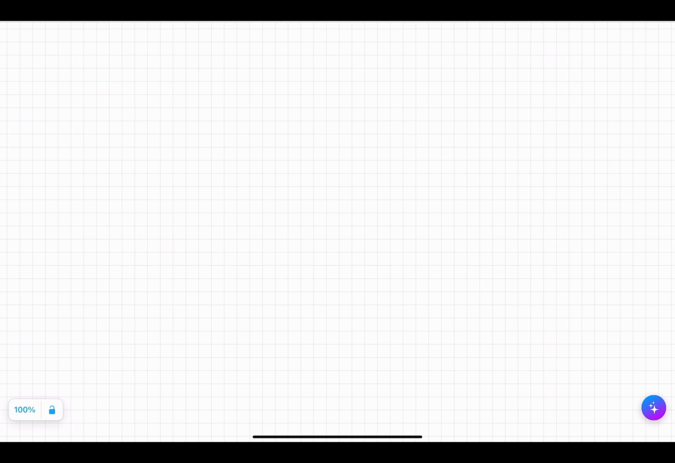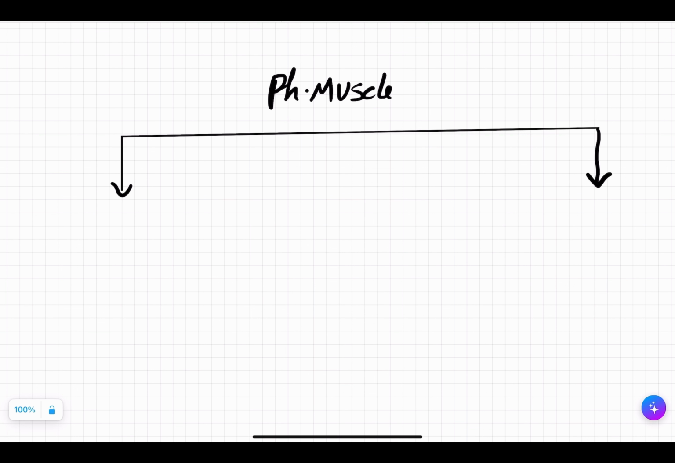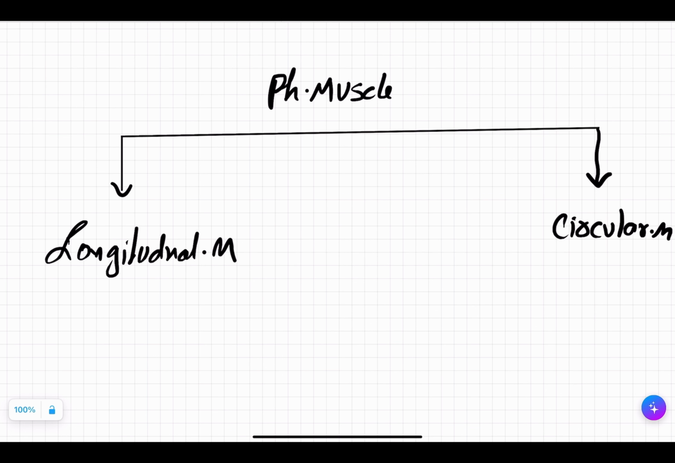So pharyngeal muscle. Now in the pharynx we have two kinds of muscle. We have our longitudinal muscle and we have our circular muscle. You know, in the entire alimentary canal you have seen this fashion that you have outer longitudinal, inner circular muscles, for example in the intestine. But here the circular muscle will be on the outside while the longitudinal muscle will be on the inside. Got it? Always remember it.